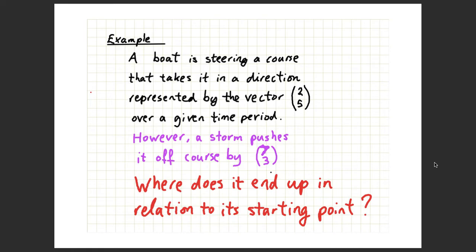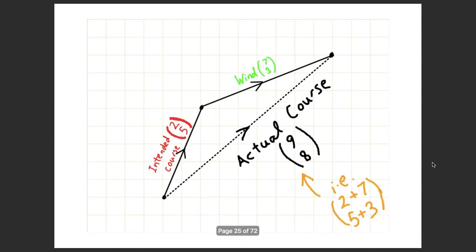So over the same time period, the storm moves it in a distance and direction that's equivalent to 7 to the right or to the east and 3 upwards or 3 to the north. Where does it end up in relation to its starting point? So there's the intended course of the boat, 2 along, 5 up. There's the effect of the wind, 7 along and 3 up. So the boat actually ends up going a combination of the two, which is 9 across and 8 up.